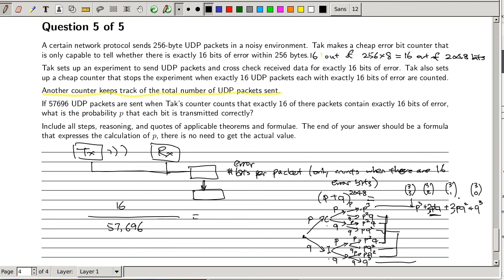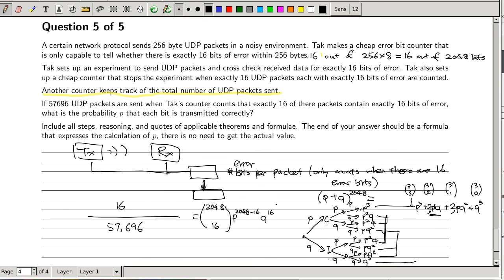So that means, going back to our problem over here, we are now looking at 16 divided by 57,696, and that should be representing 2048 bits, choose 16 erroneous ones. If we keep p as transmitted correctly and q as transmitted incorrectly, then this will have p raised to the power of 2048 minus 16, because these are the number of bits that are transmitted correctly, and then q is raised to the power of 16, because we have 16 bits that are transmitted incorrectly.